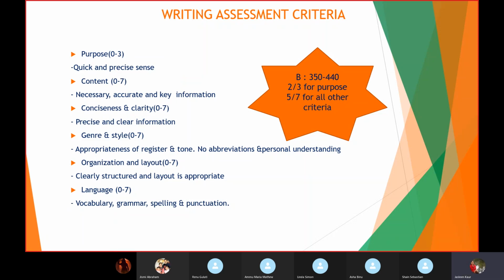And similarly, there is content, and all the rest have 7 bands. Content is, of course, important and relevant information. In another way, we also call it explanation of the purpose. Whatever your purpose is, you are going to explain that in the first paragraph; that is called content. Third is conciseness and clarity, again 7 bands, if you are mentioning precise and clear information. Then genre and style, 0 to 7 band.